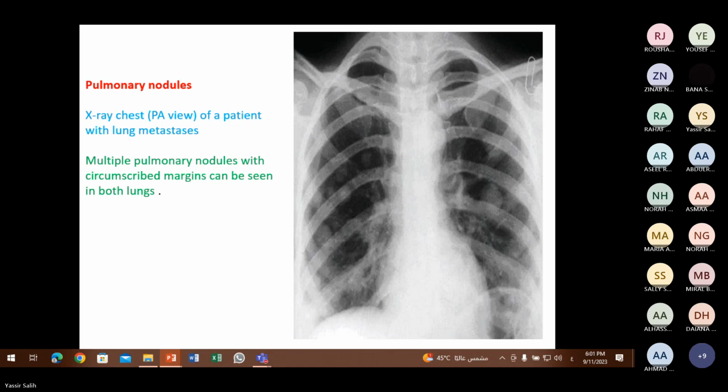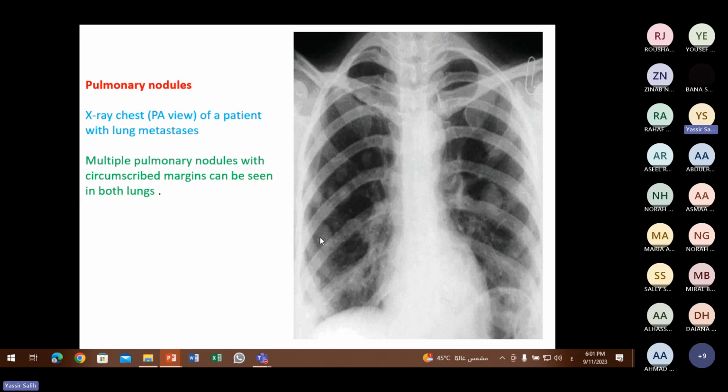Please look to be systematic in reviewing the chest X-ray. Look at the lung, both sides, upper and middle, and compare between the two sides concerning the lung. Do you see this lesion? Yes. Do you see this one? Yes. So what do you see?